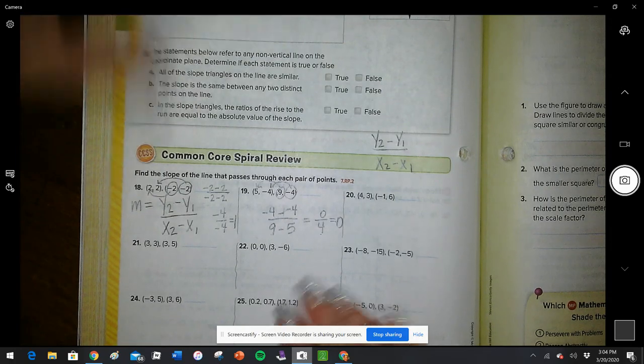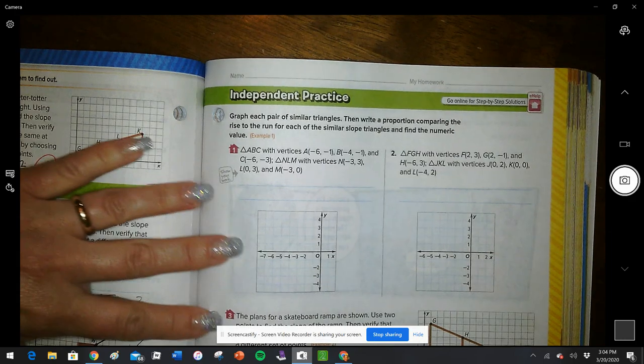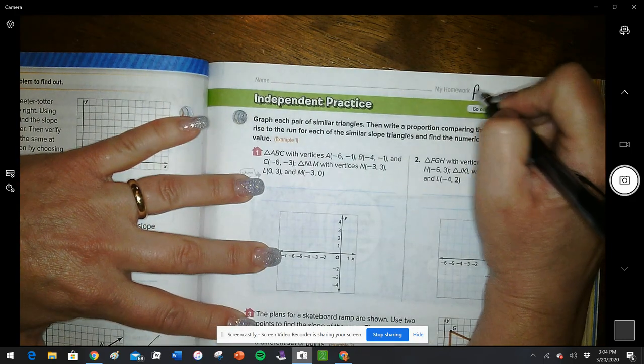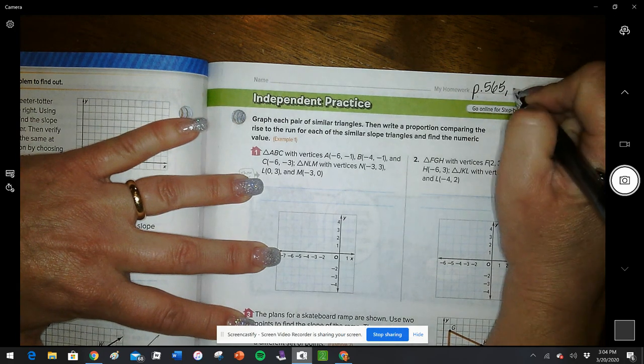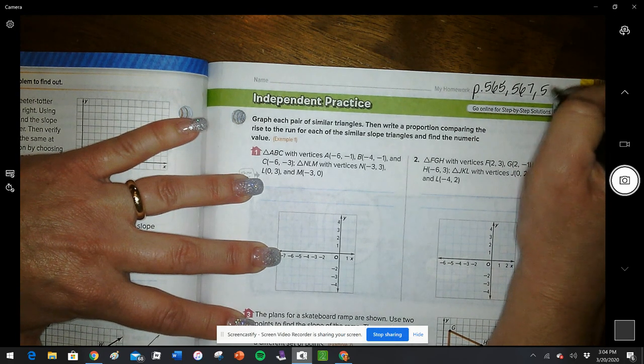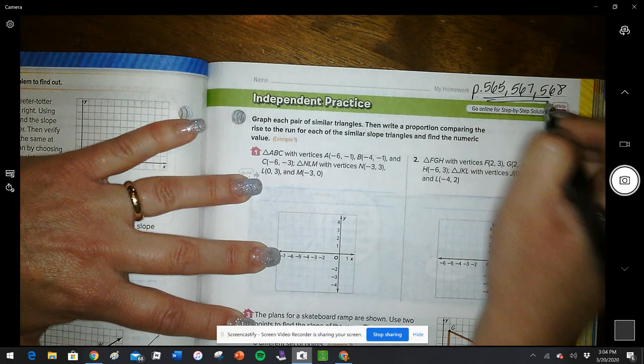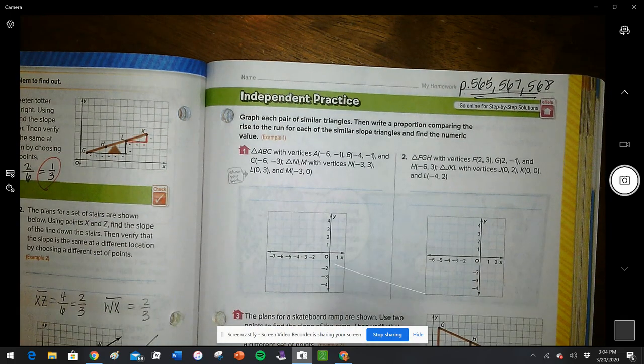Okay, so let me go write your pages down for you one more time. Your assignment is to do pages 565. You can skip 566, do 567, and 568. And that's it. Nice job.